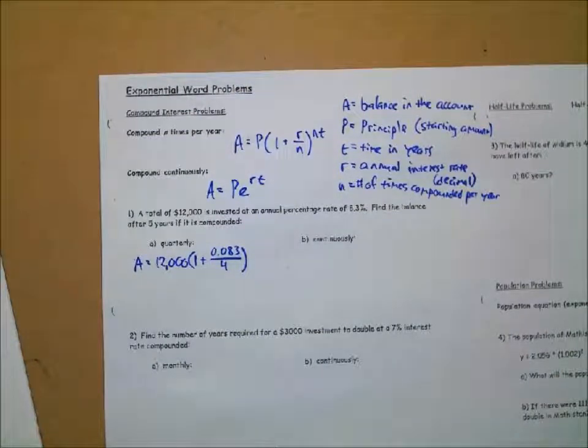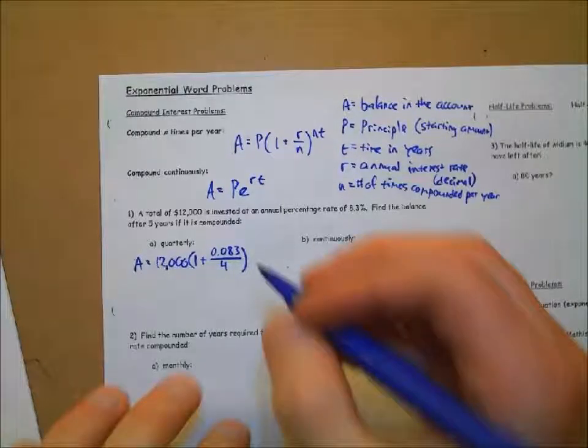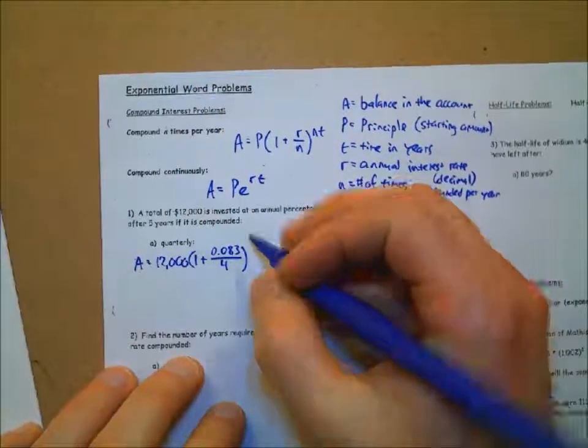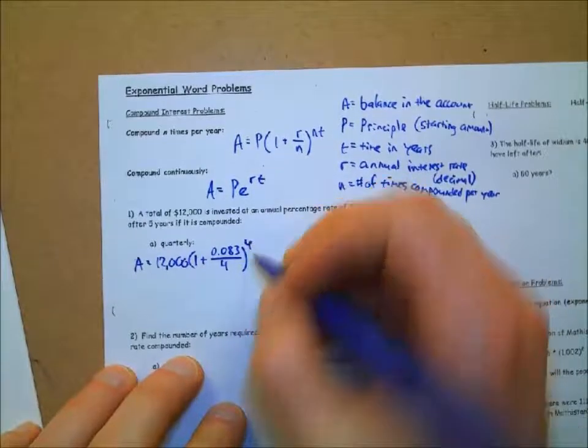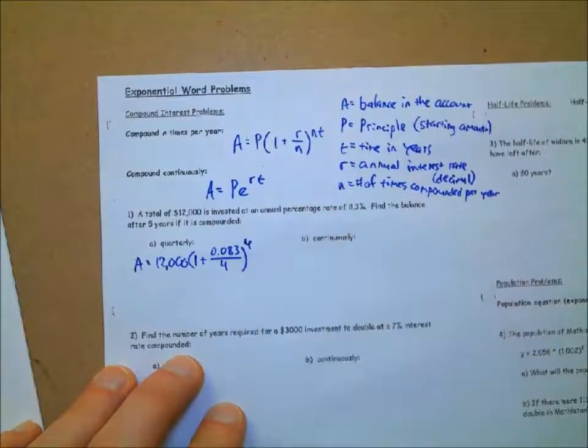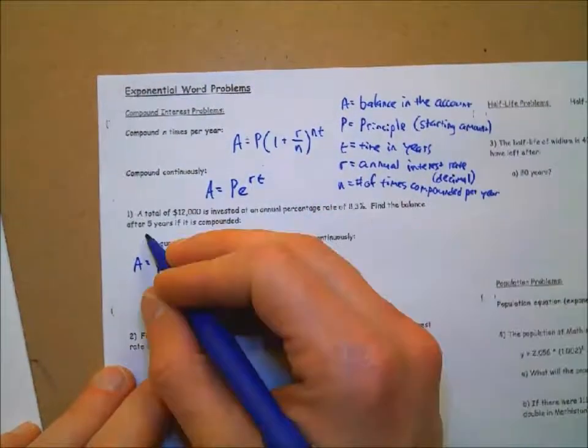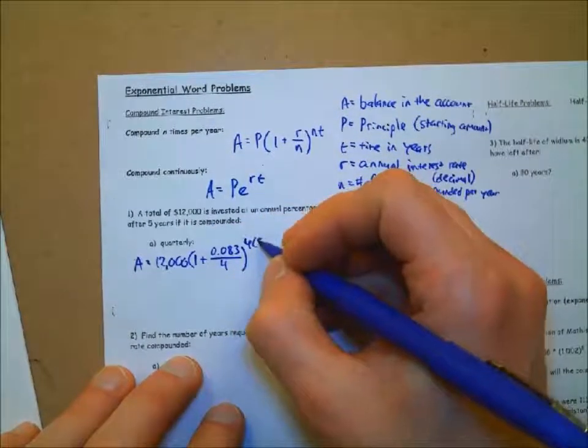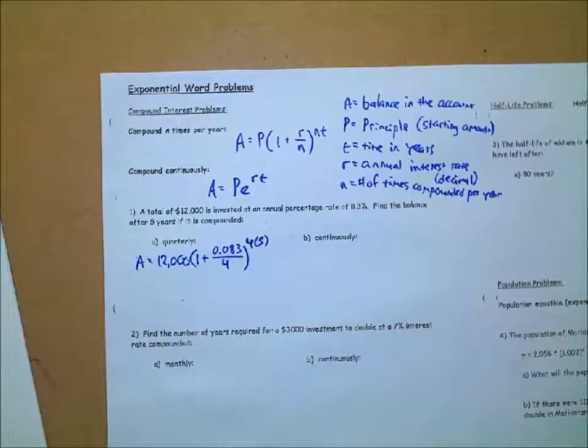And finally, for our exponents here, again, the N, number of times compounded, so 4 again. And then T is going to be? Find the balance after 5 years. So 5 for your T. Go ahead and take like 10 seconds, type that in your calculator, see if you can get the answer that you need, okay?